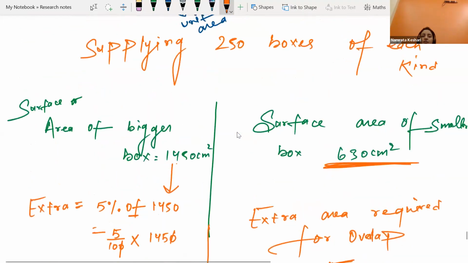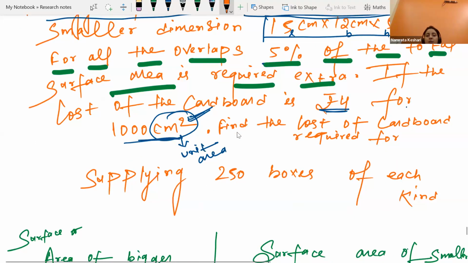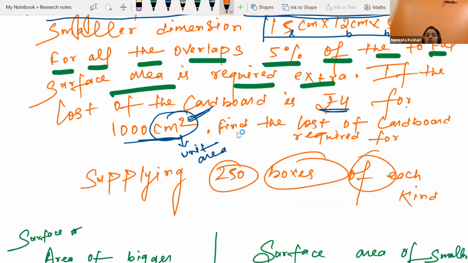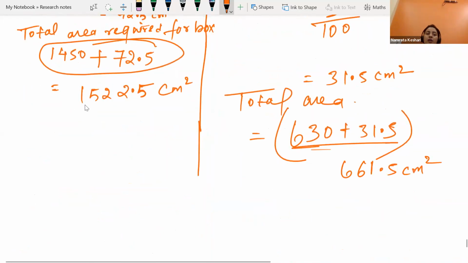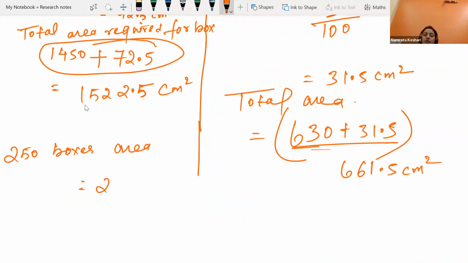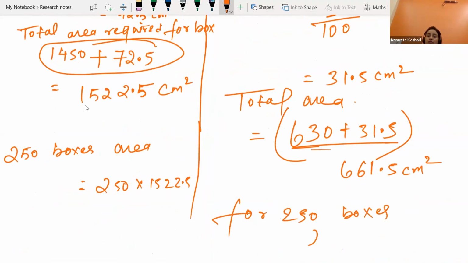Now see carefully how many boxes we are having. Supplying 250 boxes of each kind: 250 for the first kind, 250 for the second kind. This is one box area we have found; 250 boxes area we need to find. That will just be 250 into whatever we are having over here, 1522.5. Similarly, for 250 boxes in the second scenario we'll be having 250 into 661.5.